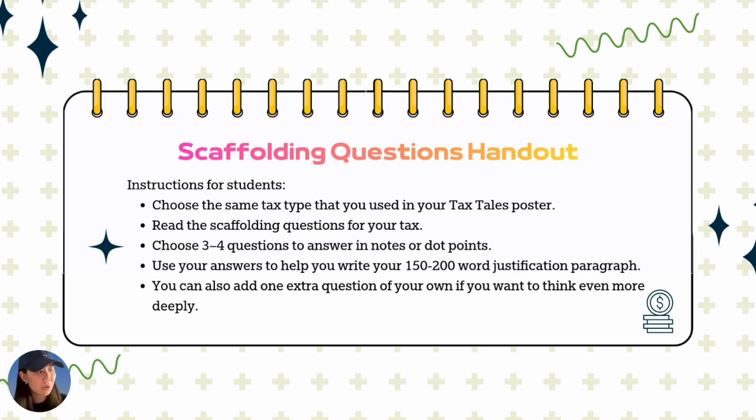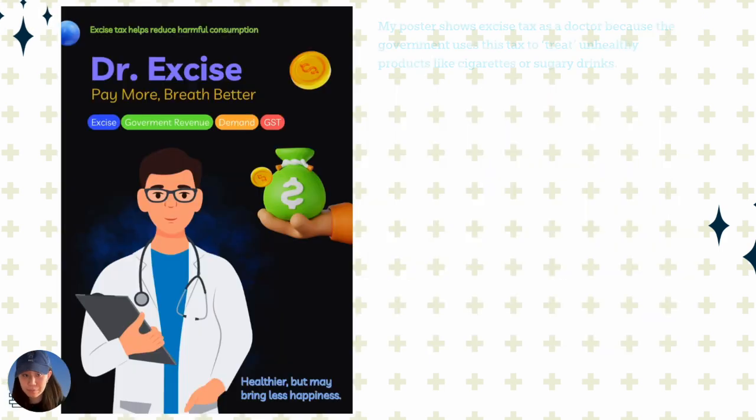Okay, welcome back. You should now have some notes answering several scaffolding questions for your chosen task. These notes will make it much easier to write your paragraph. Before you write your own justification, let's look at a full simple paragraph together for the poster we used last week. This example is for excise tax, and the character is a doctor. Please follow the text with your eyes on the slide, okay?